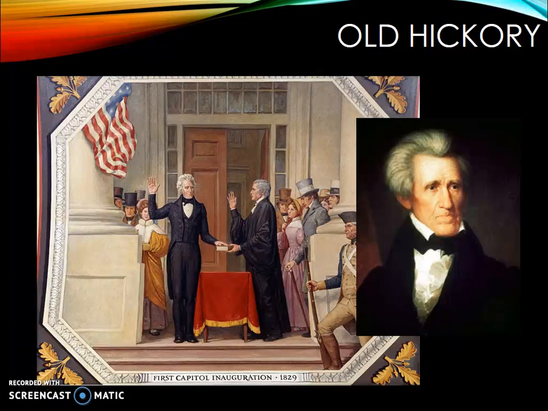His wife was actually married before she was married to Andrew Jackson, and her husband was kind of a bad guy, and he was just never really around, and he sort of left her. She wanted a divorce, but he wasn't around to divorce her, and so she sort of left him and married Andrew Jackson.